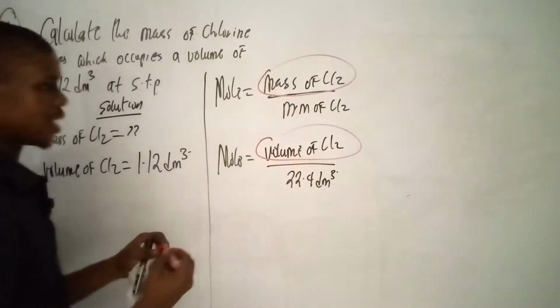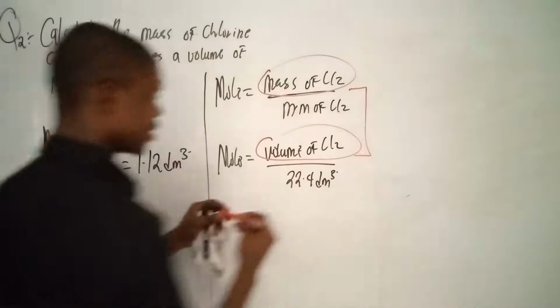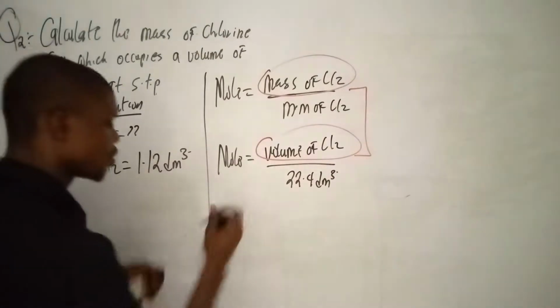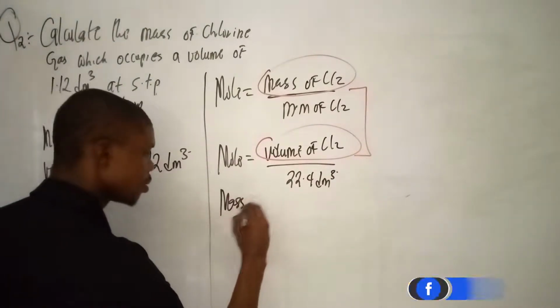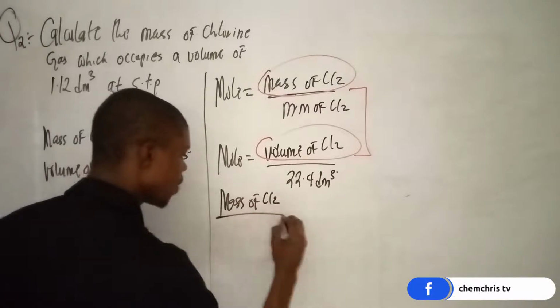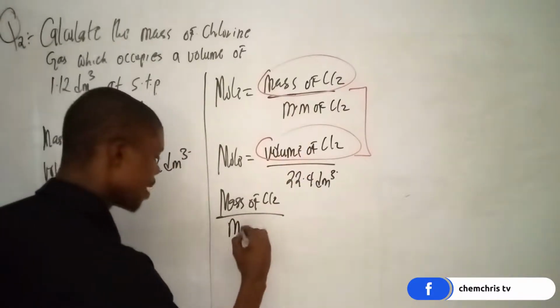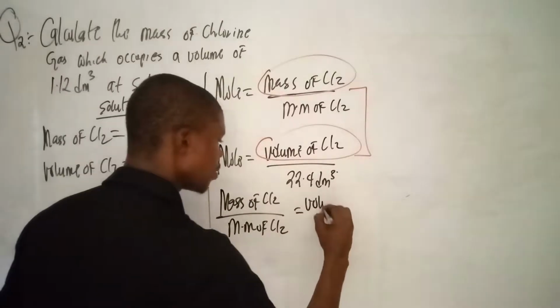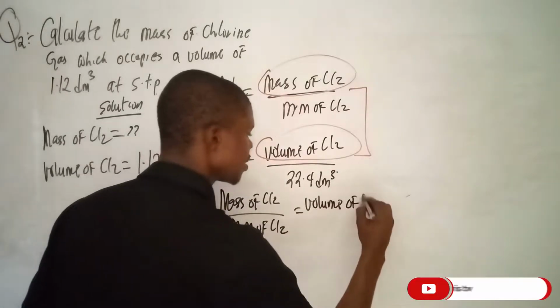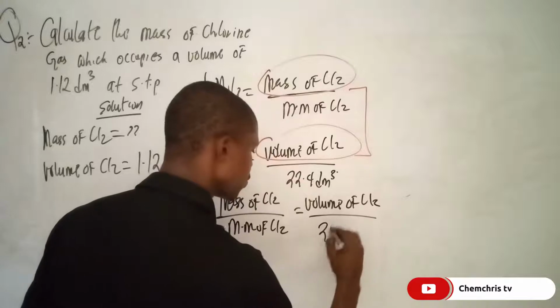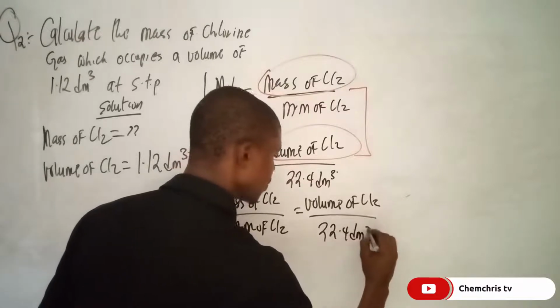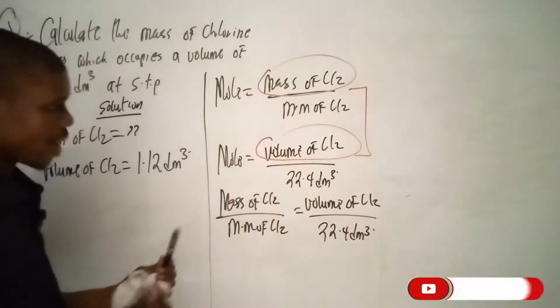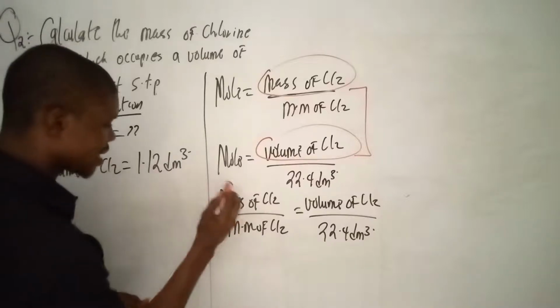So we are being asked to calculate this one here, and we are being given this one here. So we are going to relate these two formulas. How do we relate that? Mass of Cl2 over molar mass of Cl2 equals volume of Cl2 over 22.4 dm³. Remember, we are calculating this one here, right?